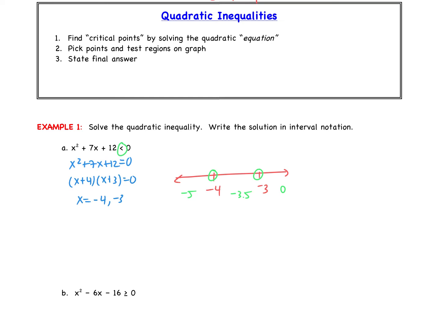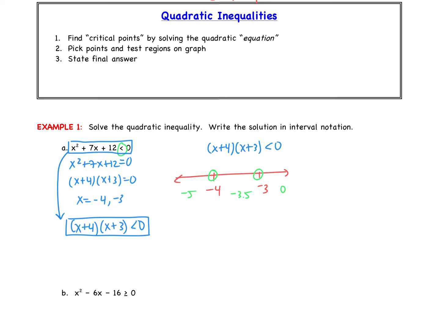Now, let's be efficient here. Our first option would be to plug these values back into the original inequality. That is not going to be kind. I don't want to have to take -3.5 and square it. So the other option would be, we already factored this. This is the same as x plus 4 times x plus 3 is less than 0. So I have the option of plugging my number into either of those. I'm going to do the factored one because I think it's going to be easier. So I'm going to rewrite that. So this is x plus 4 times x plus 3 is less than 0.